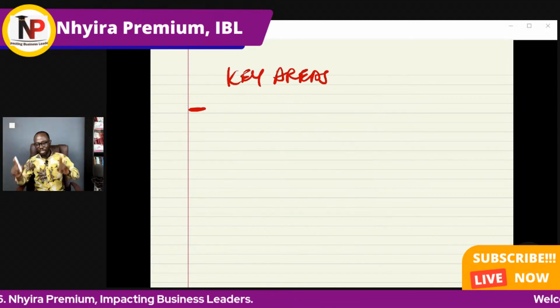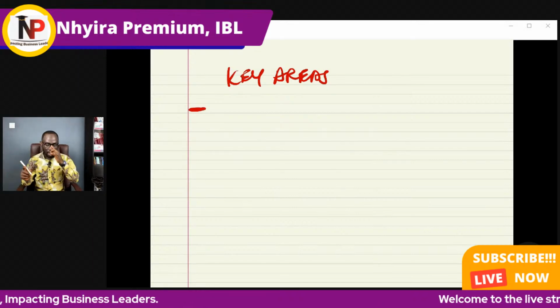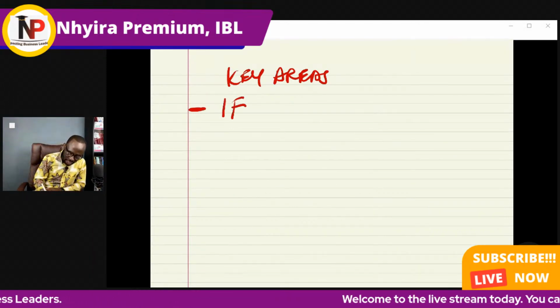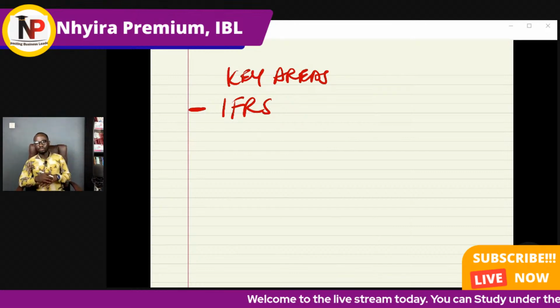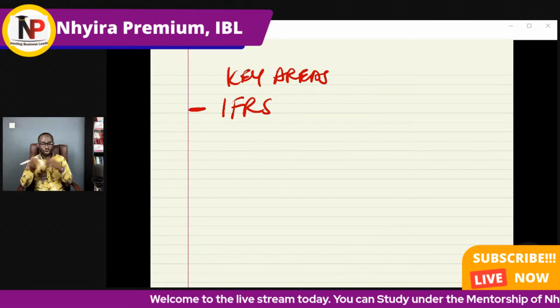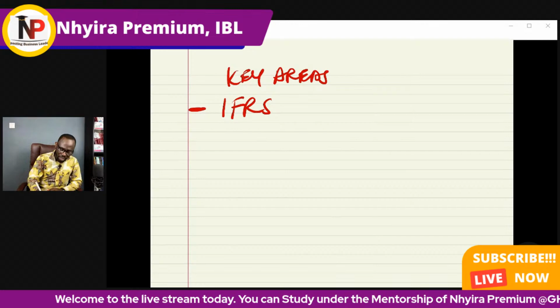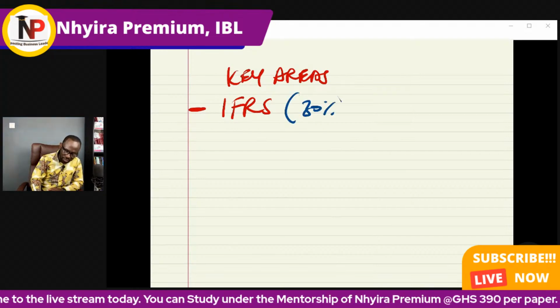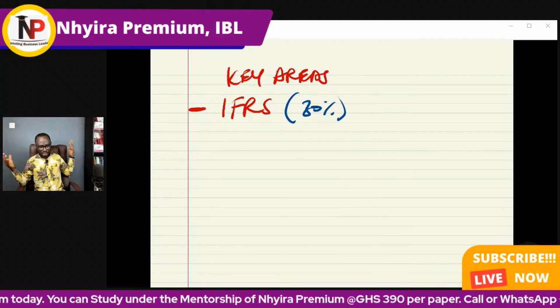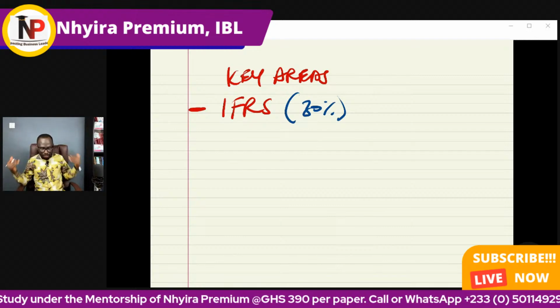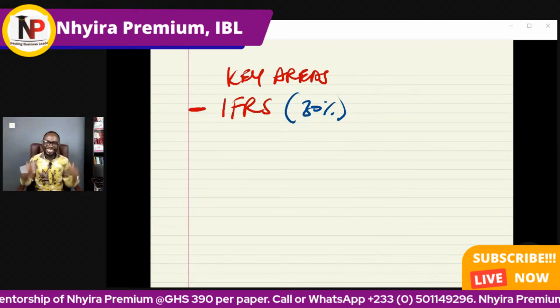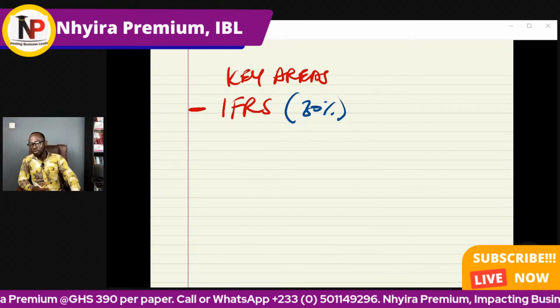You must be careful and make sure that you are strong in the international financial reporting standards. This is critical. This is crucial because you're going to have a minimum of 30%. This is from the mouth of the chief examiner: a minimum of 30% on standards questions in a corporate reporting examination.